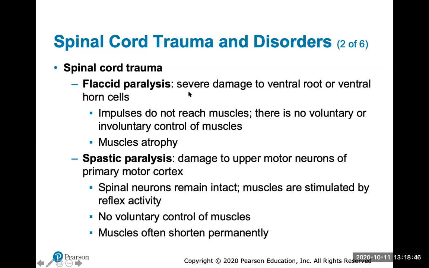Flaccid paralysis is severe damage to the ventral root or ventral horn cells, so your impulses do not reach the muscles. There's no control, so your muscles will atrophy or waste away.